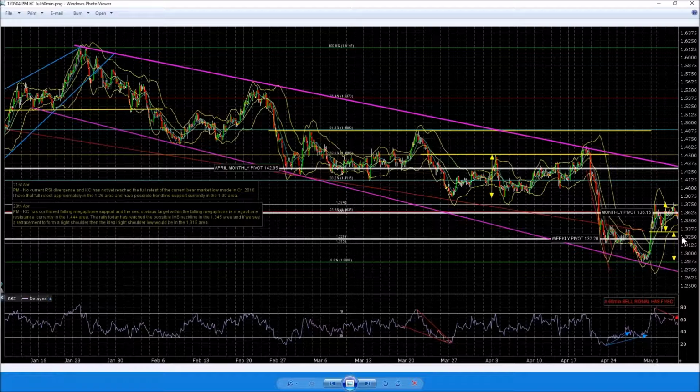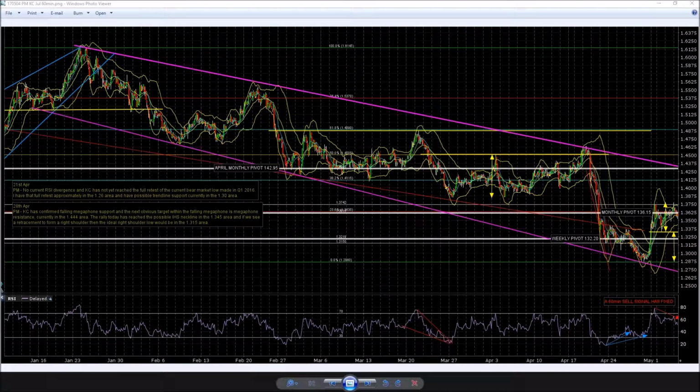Okay, I have an example, Jack, that shows legging in and legging out of a trade. All right, I'll throw it back to you.